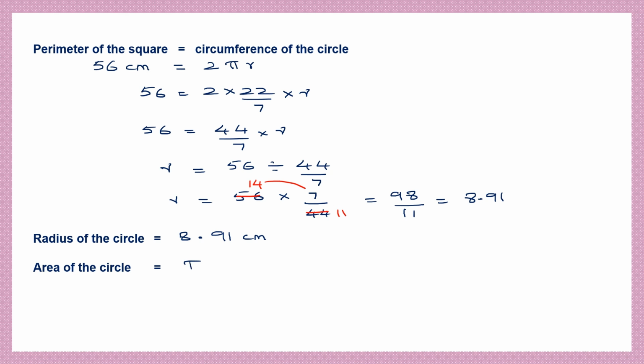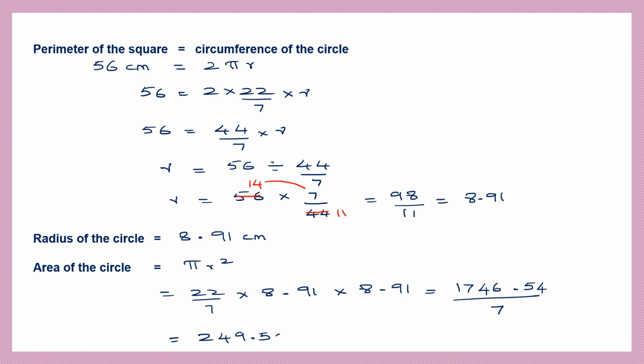Area of the circle is pi r square. So pi r square, that means 22 by 7 into 8.91 into 8.91. Now you need to multiply all these 22 into 8.91 into 8.91 because there's nothing we can cancel. So when you multiply, you will get 1746.54. Divide this by 7. Again, when you divide it by 7, you get 249.50. And this is the area of the circle, 249.50 centimeters square. So this is our final answer.